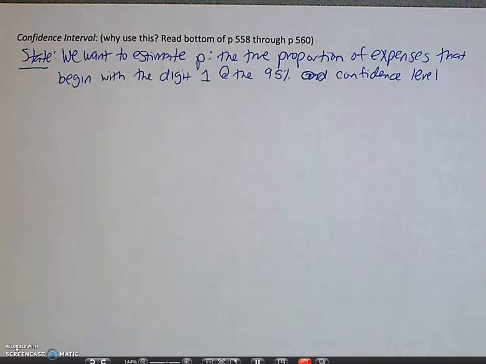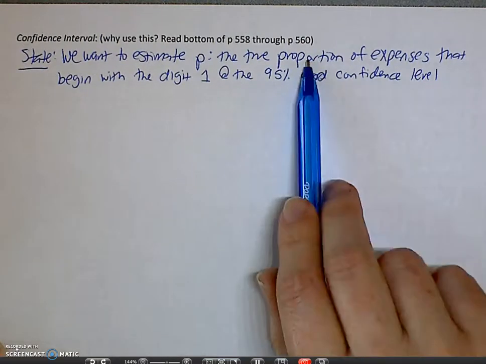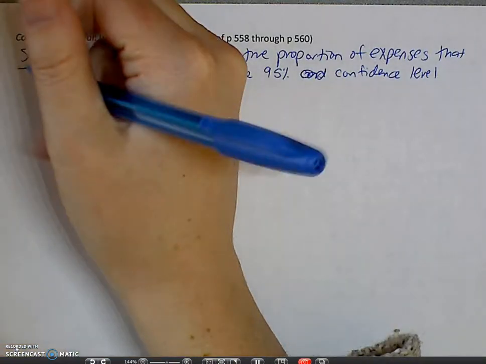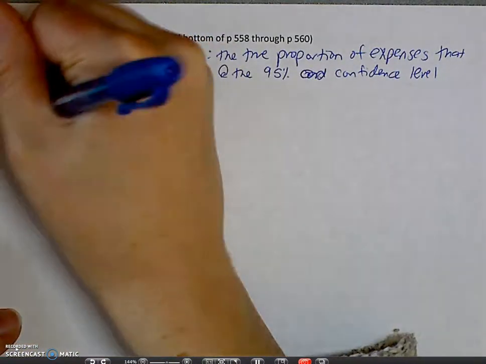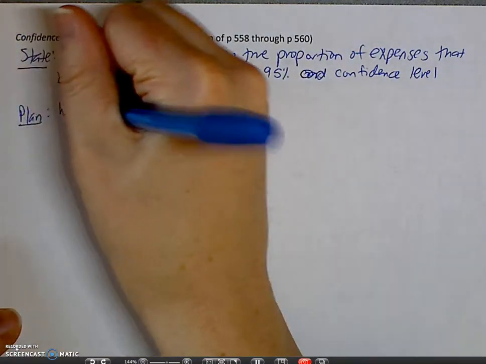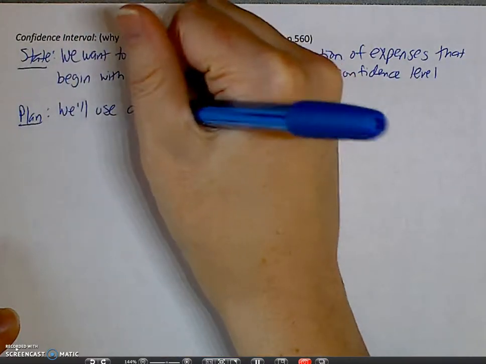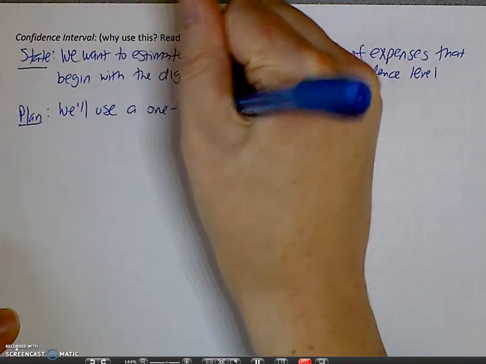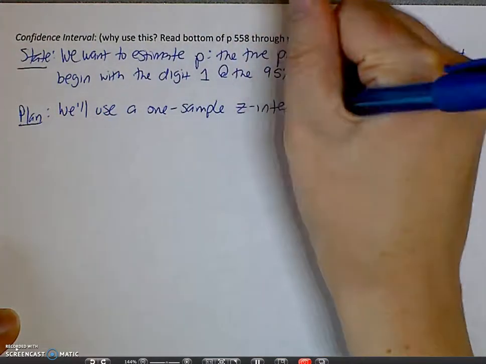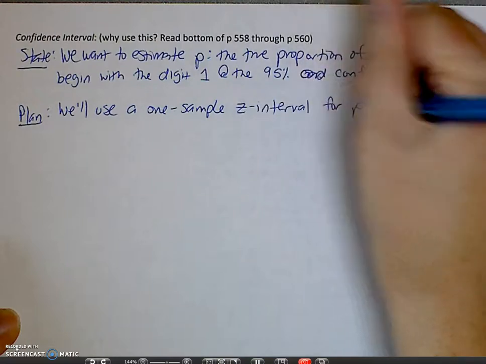So remember, when we're doing significance testing, we use the acronym PHANTOMS. When we're doing a confidence interval, we use the acronym PANIC. First P stands for your parameter right here. A is assessing your conditions, and then the N is naming the interval, and that all happens in the plan step. So we'll use a one sample z interval now, not a z-test, because we're doing a confidence interval, for p.